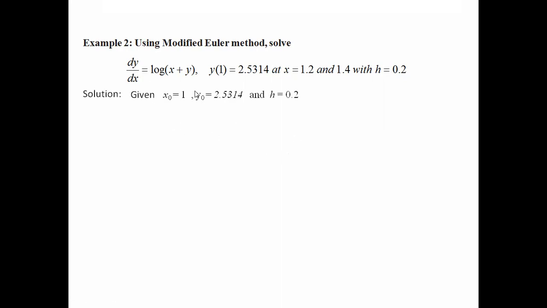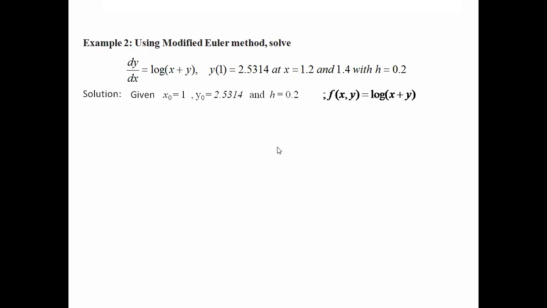So the first step is the same: identifying what is x0, y0 and h, and f of x, y, the relation between the variables, that is log of x plus y. Here, log of x plus y, you can take base as 10 here. Otherwise, you can take base as e also. Usually, if the base is not given, you have to take the base as e. So here it's not given, so you have to take base as e. If the base is mentioned, then only base 10 is taken.